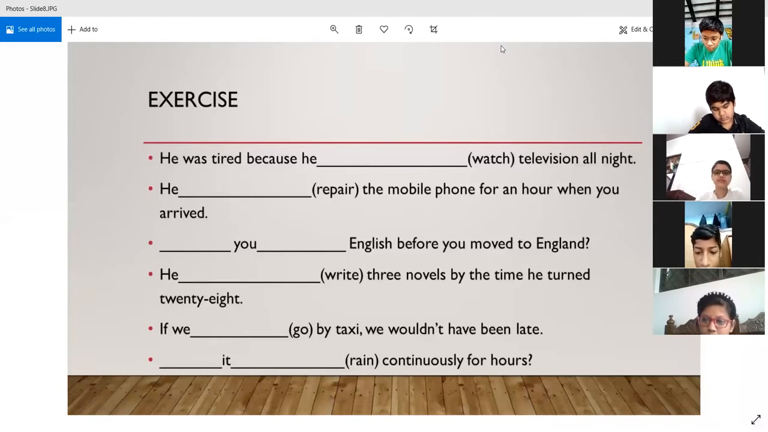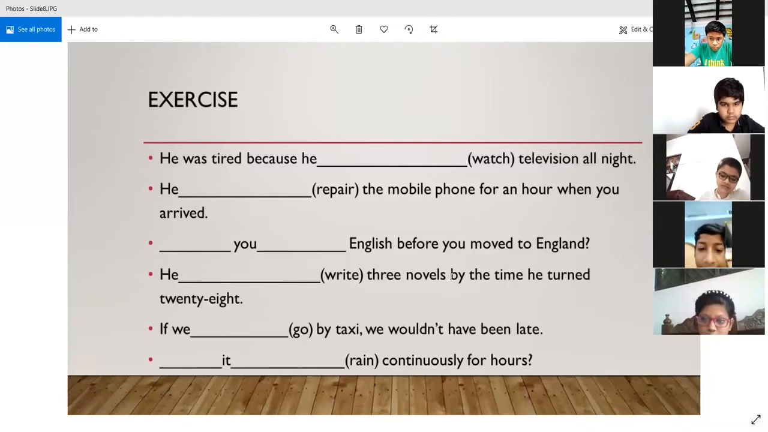Tanmay? Yes, sir. Okay, so you can start with the first one.